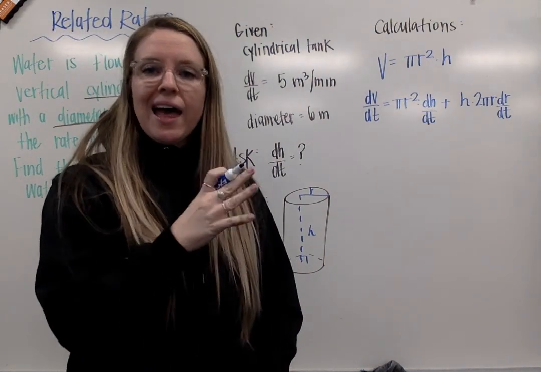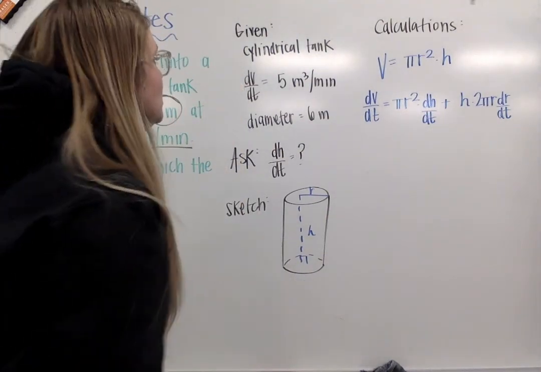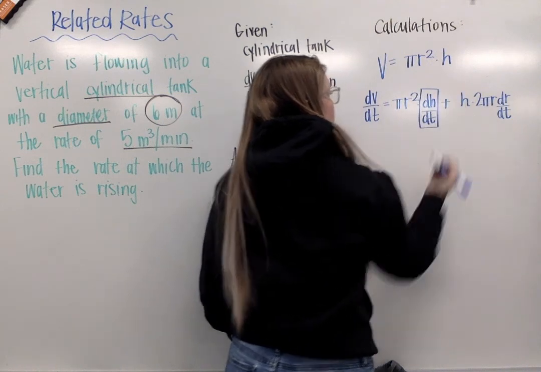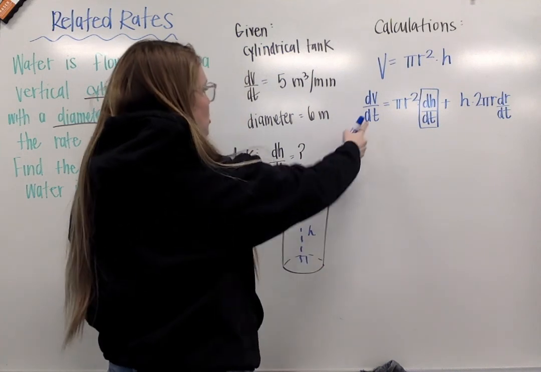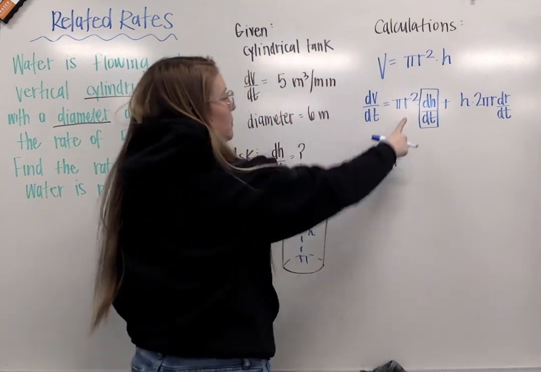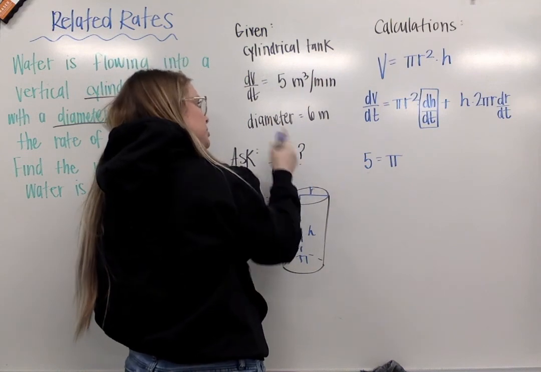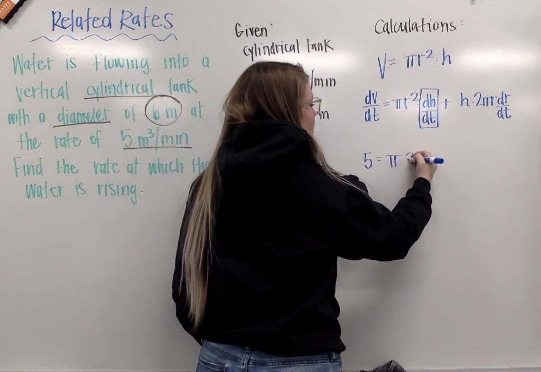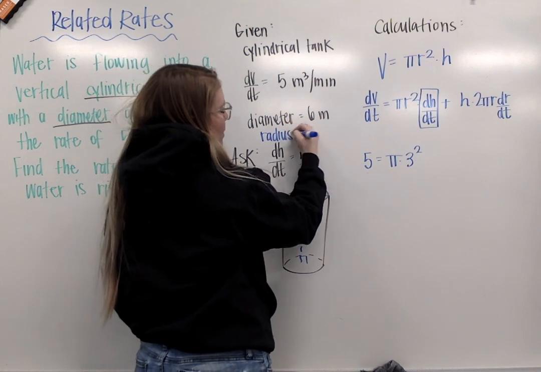We could simplify that, clean it up a little bit, but we're just going to be plugging stuff in anyway, so let's see what happens. We need to solve for dH/dt, so let's plug in what we know here. My dV/dt is 5. 5 equals pi. My radius, I don't know my radius, but I know my diameter. The diameter is twice the radius, so my r is going to be 3. If diameter is 6, I now know my radius is 3.